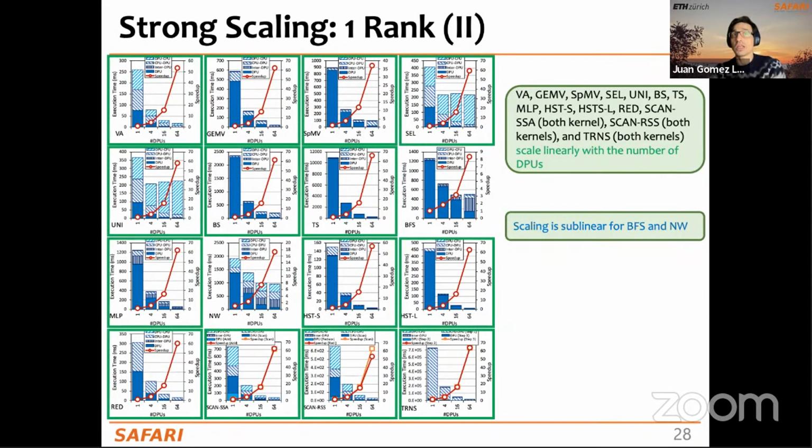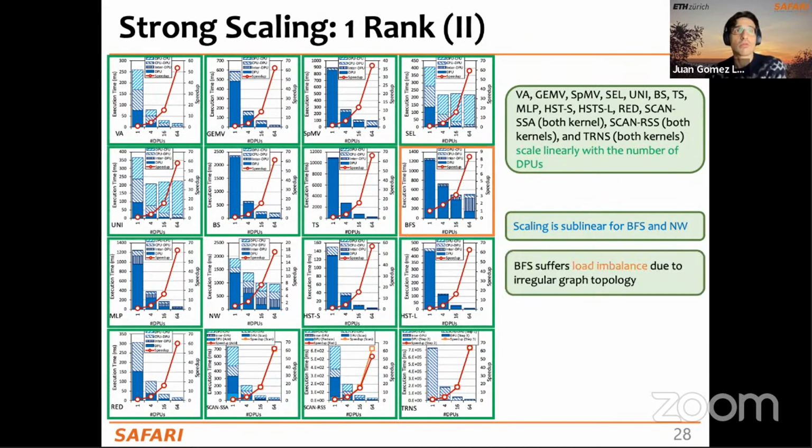But we see that the scaling is sublinear for BFS and for NW, for Needleman-Wunsch. But the main reason, I mean, there are different reasons for that.